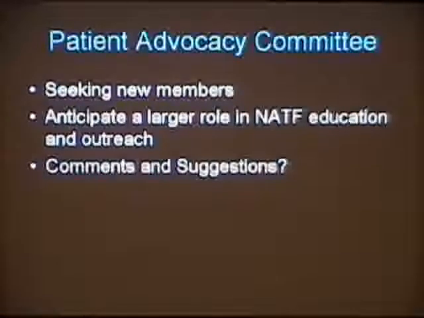And lastly, we have a patient advocacy committee. Currently, we're going through a transitional phase, and we're trying to restructure and reorganize what the patient advocacy committee should focus on, or the direction of the committee. With that said, we are seeking new members, and we're hoping that the advocacy committee really plays a large role in educating and reaching out to the general public. We're open to any comments or suggestions any of you have on what we should focus on as the advocacy committee, or what direction we should take.